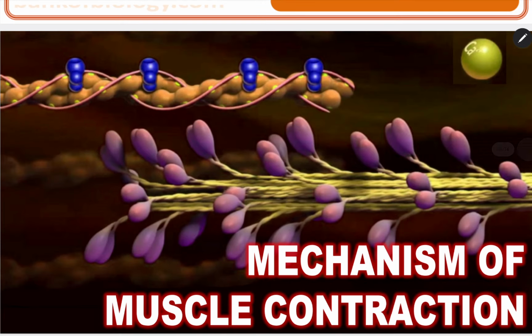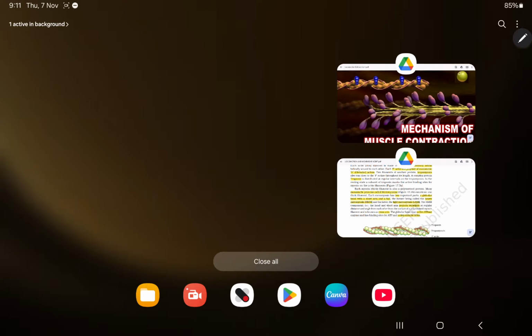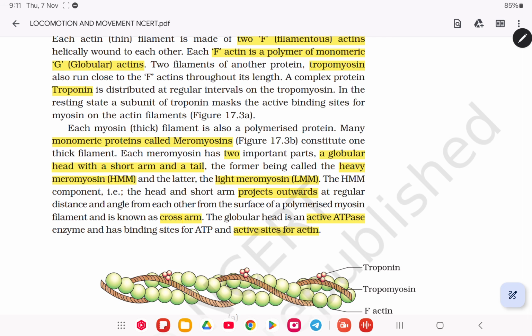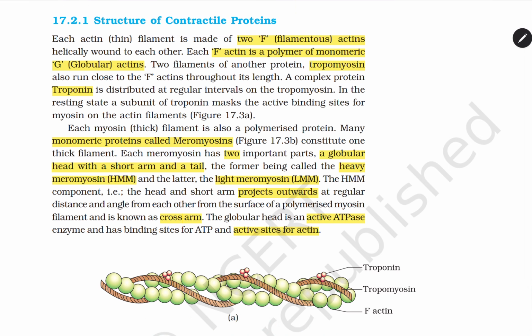Now, mechanism of muscle contraction. Let's see what your NCERT says. Here the same points are given. Each actin filament is made up of two filamentous actins helically wound to each other, and each F actin is a polymer of monomeric globular actins. Two filaments of another protein, tropomyosin, run close to F actin through its length. Troponin is distributed at regular intervals on the tropomyosin.